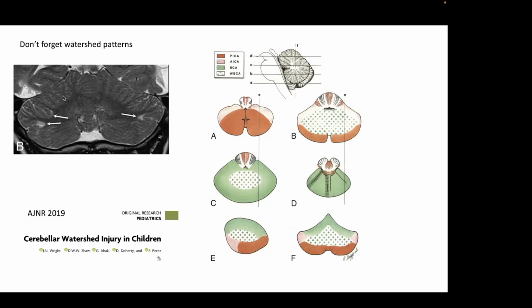In this case, as I indicated, the superior cerebellar covers this portion of the cerebellum. PICA covers this portion of the cerebellum. This then, along the horizontal fissure, is the watershed territory.